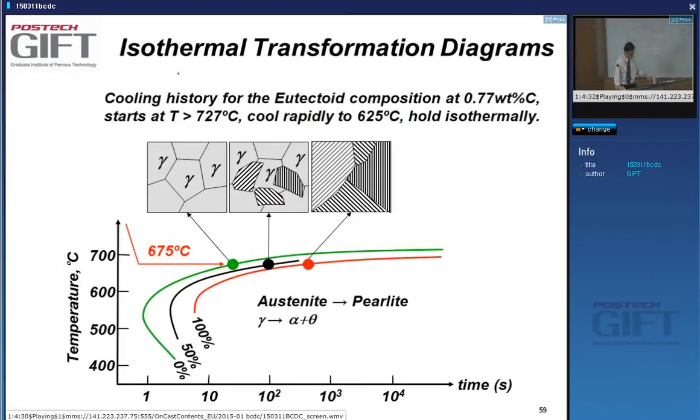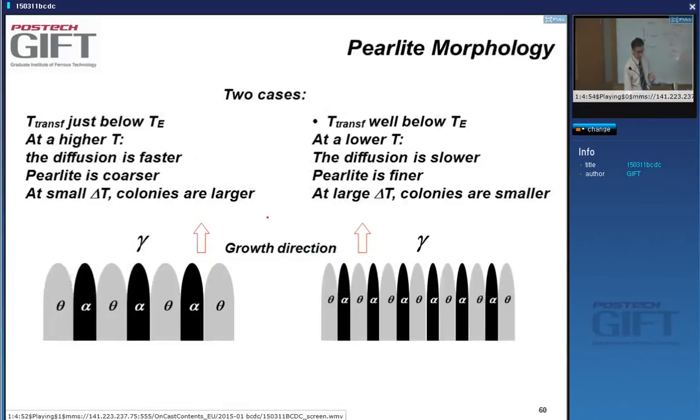Okay, so this is what happens. At 675, you start the transformation. So for this first 20 seconds, nothing happens, basically. The nucleation starts, you get growth, yes, and eventually everything is perlitic after about 500 seconds. Okay?